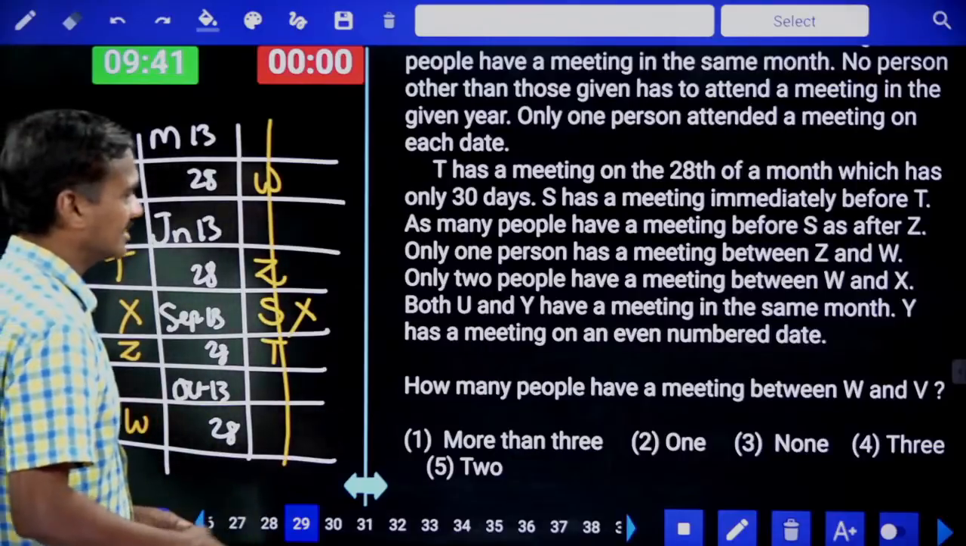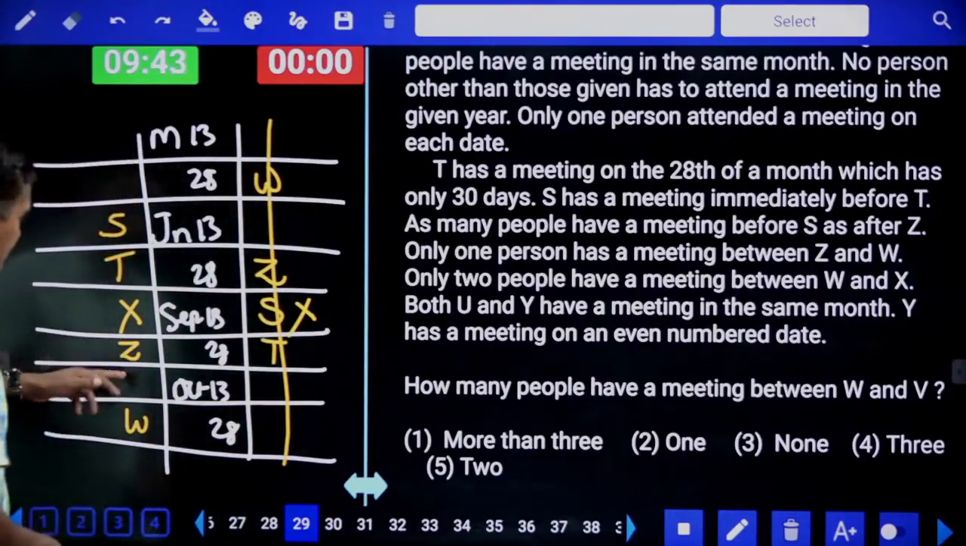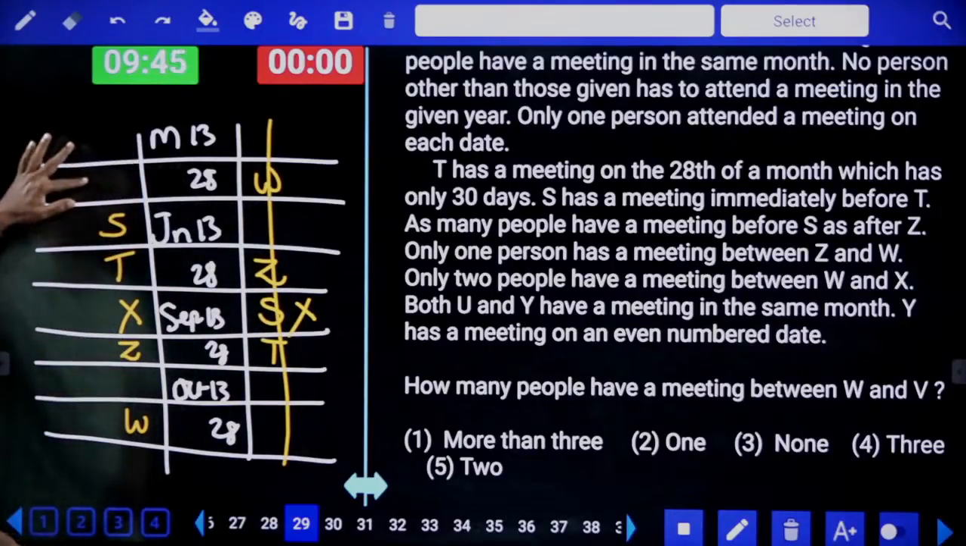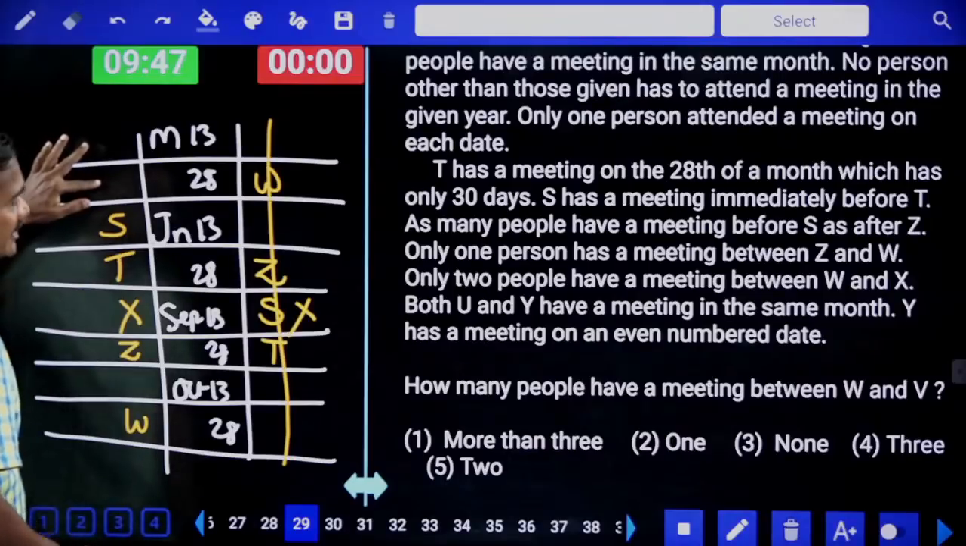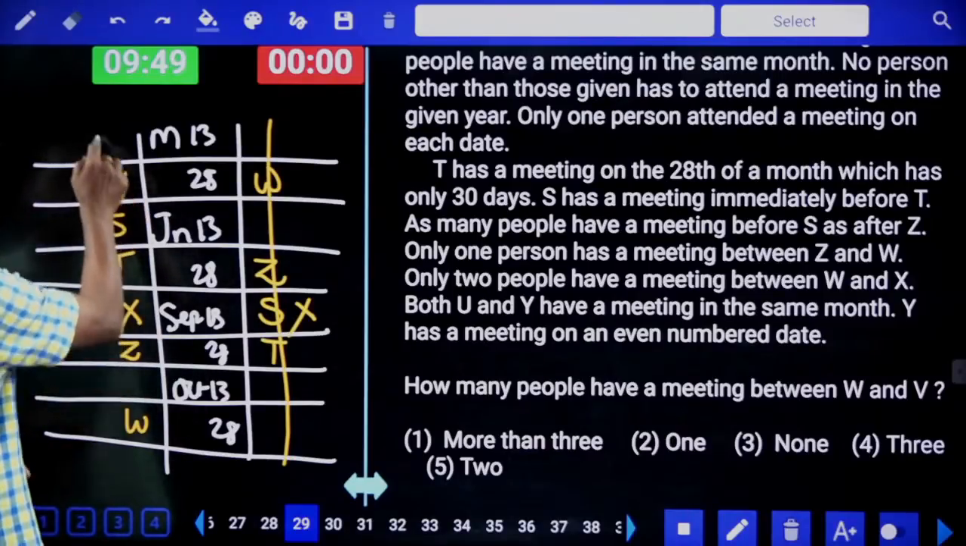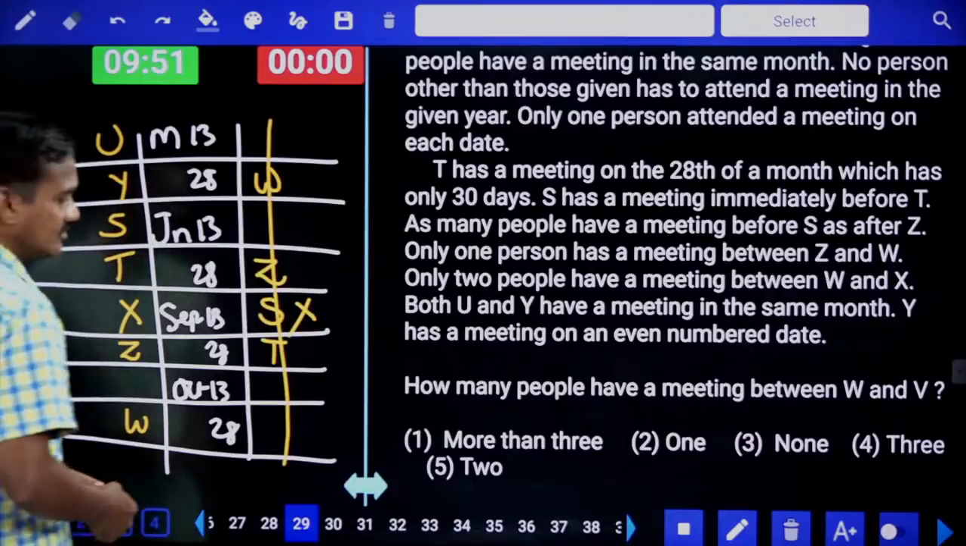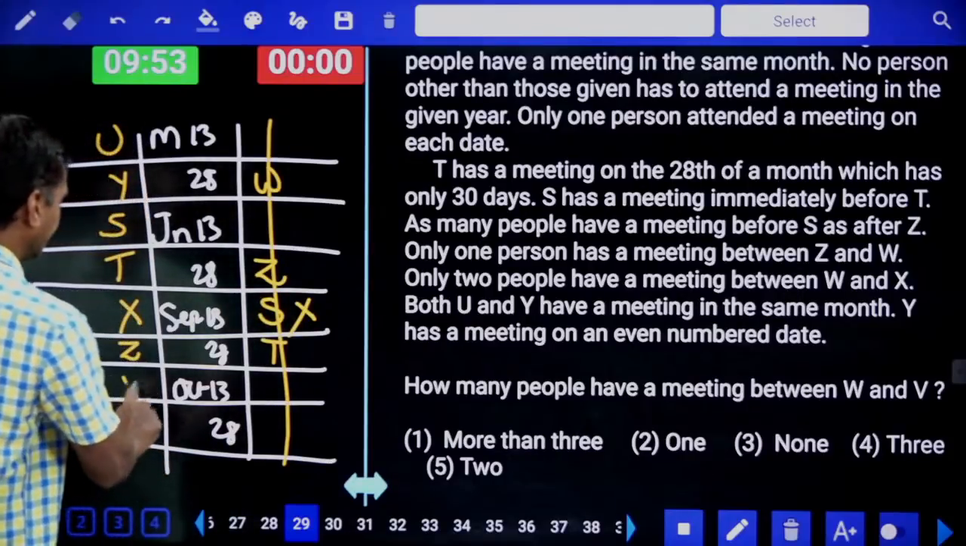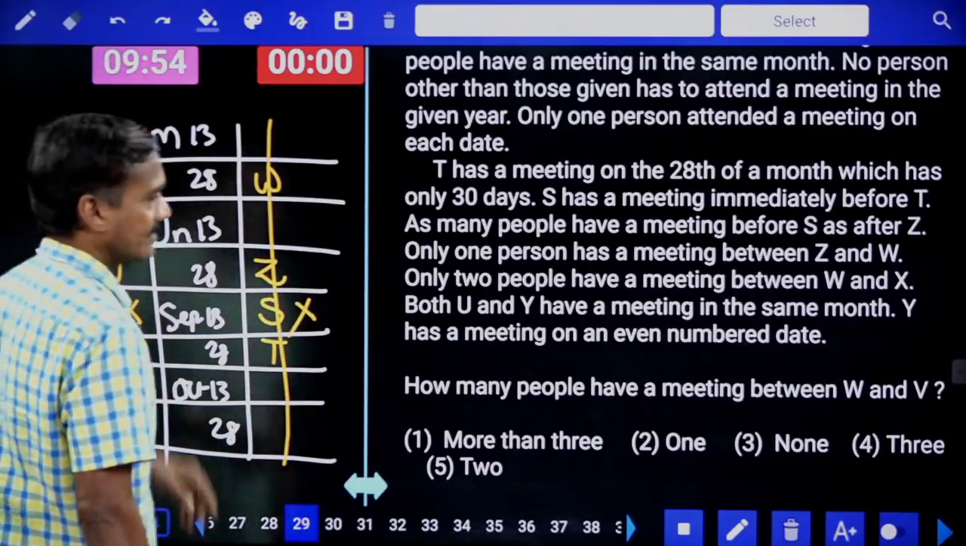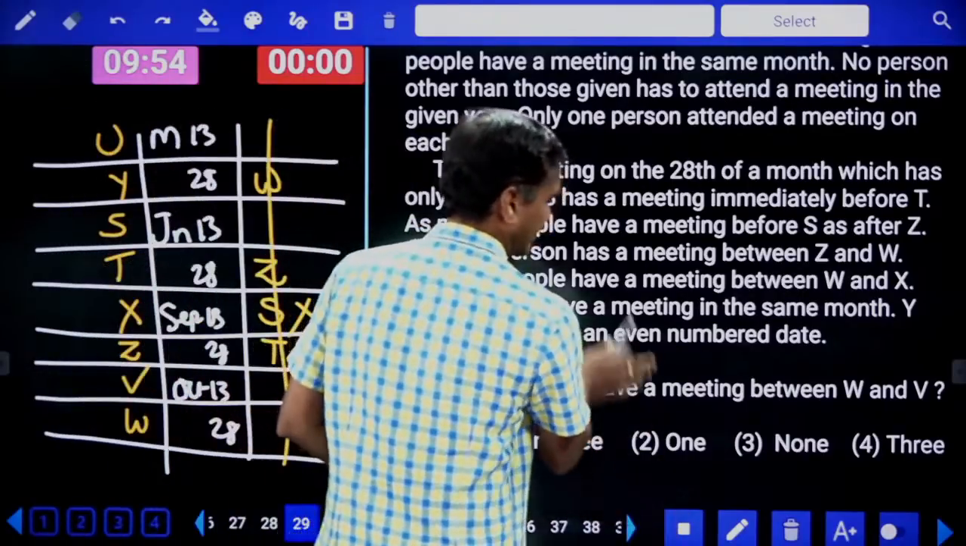And both U and Y have a meeting in the same month. In the same month means it cannot be in the month of October. U and Y must be here. And Y has a meeting on an even number date. Hence Y is here, U is here. Then tell me who is the person left over here, and V is the person left over. Done? Now this is the final arrangement we have.